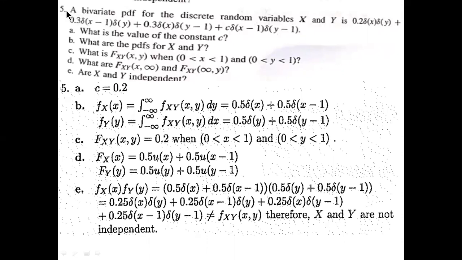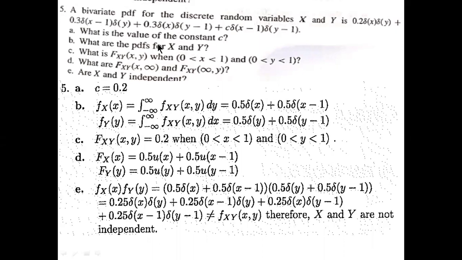Now 0.2 + 0.3 + 0.3 + c should be equal to 1, so the value of c can be found straight away from that. We'll get 0.8 + c = 1, that is c = 1 − 0.8, and that will just give you c = 0.2.